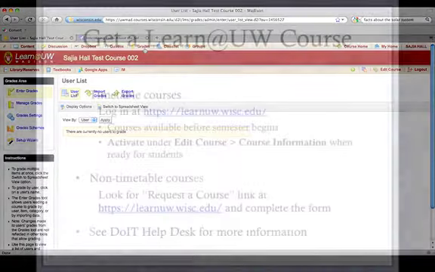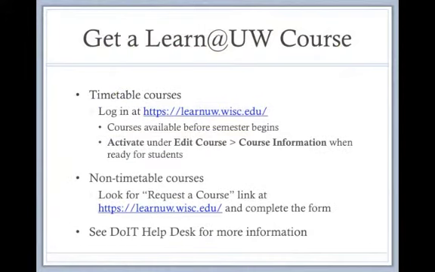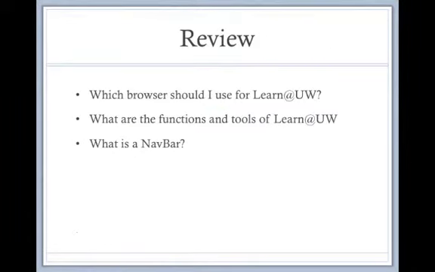Now, in each semester, you'll need to activate your Learn at UW course space. For university timetable courses, your course and students will appear in Learn at UW in the weeks before a semester begins. Be sure to follow the process for activating your course under Edit Course, Course Offering Information, to make it accessible to students. This process is covered in greater detail in the next section. For non-timetable course requests, a forum can be found at learnuw.wisc.edu under the Request a Course link. See the Do It Help Desk articles on course activation for more information.